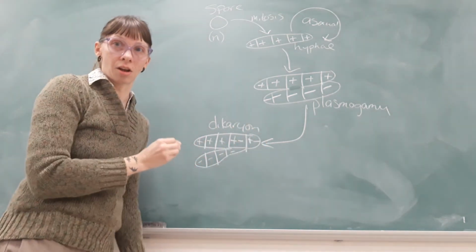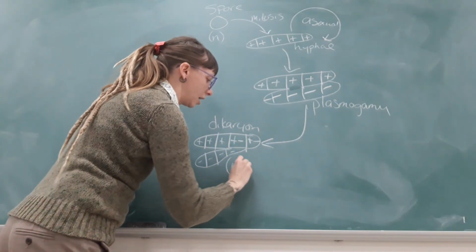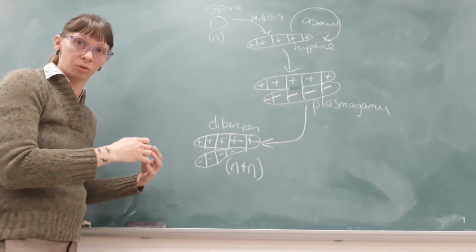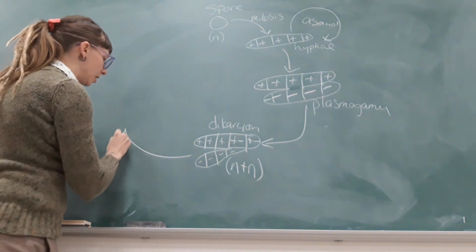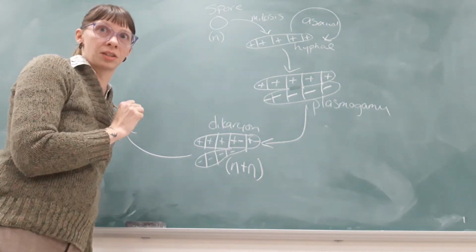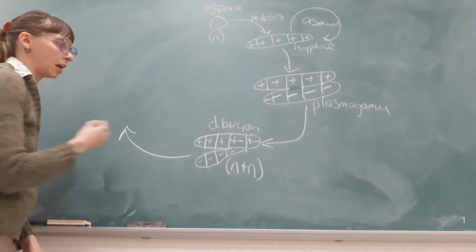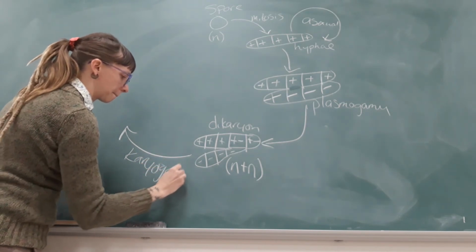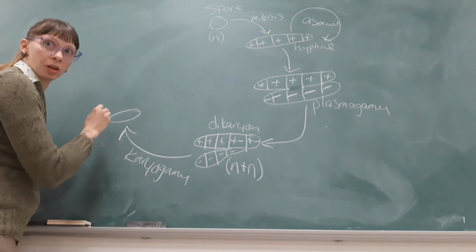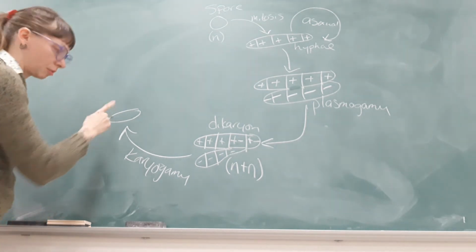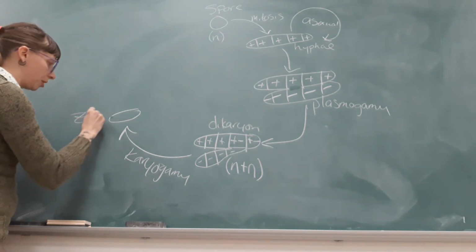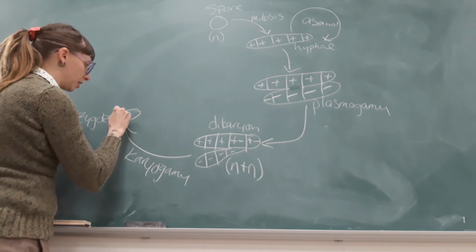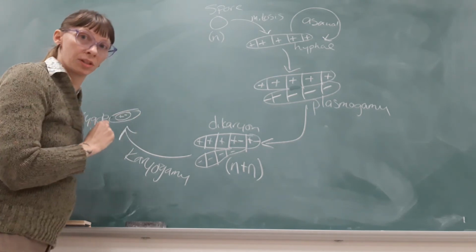And a dikaryon is designated as N plus N. You still have two haploid sets that haven't fused into a nucleus yet. When it does fuse into a nucleus, that's going to be called karyogamy. And so this is your organism that's formed from that. And again, it's going to be called a zygote. And inside this, we have one nucleus that has your plus and minus copies of DNA.